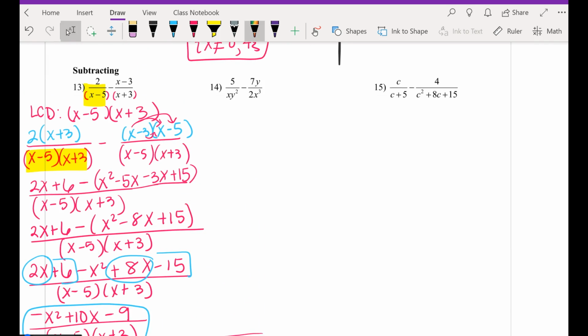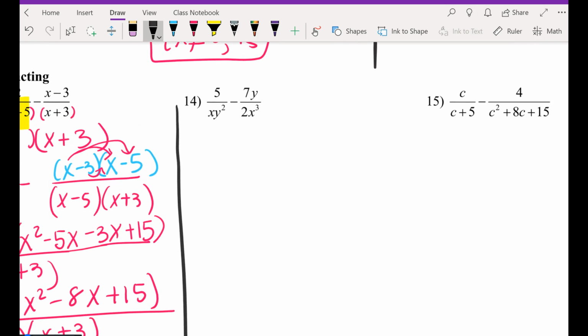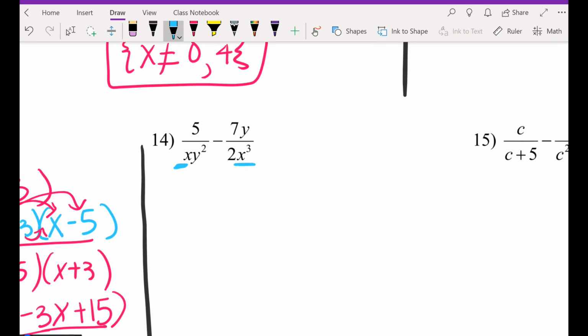Example. We'll draw a line. Okay. This one is kind of different. You have 5 over x times y squared minus 7y over 2x to the third. Let's look at this one. You have 1x here and x to the third there. Oh my. What are you going to do?